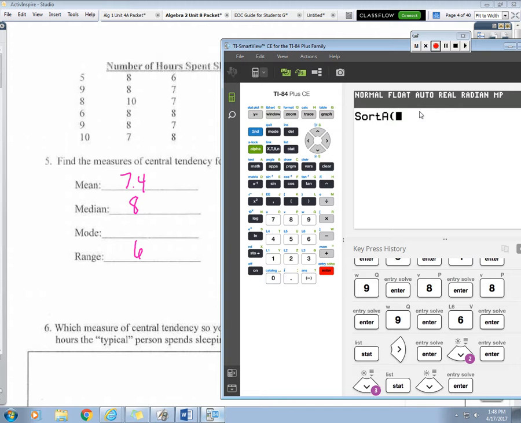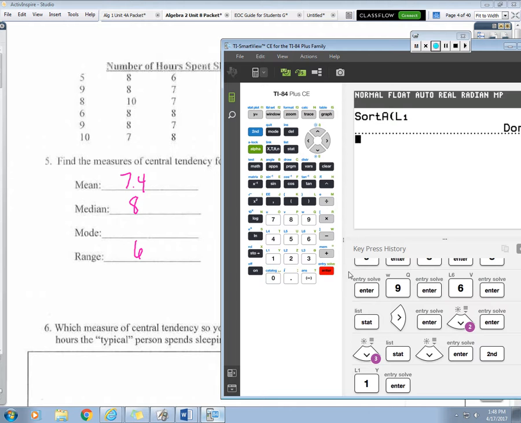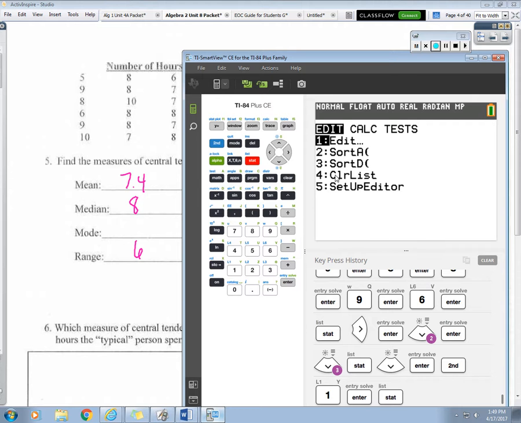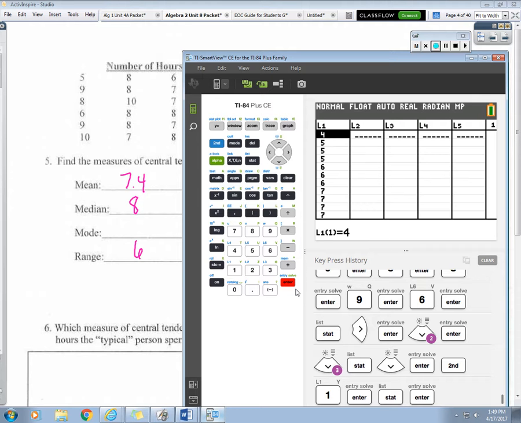Sort A. Now we have to sort the list that we're putting in. Do you see right here above the regular one how it says L1 in blue? So hit second and then L1 and now hit enter. And it says done, because we wanted to sort our list. Now when you go back to stat edit and you look at your list, they put them in order. And that might make it a little easier to find the mode. You still have to count them, but at least they're grouped, so you won't accidentally skip one.